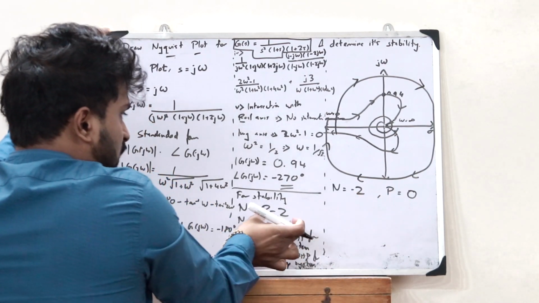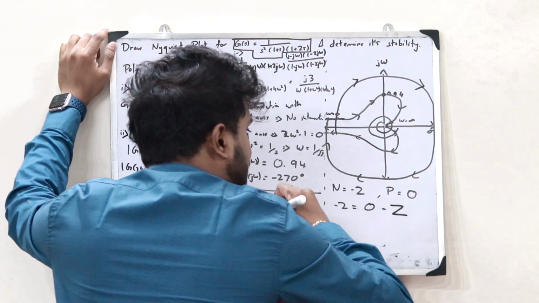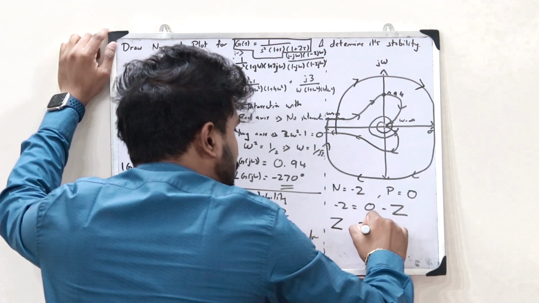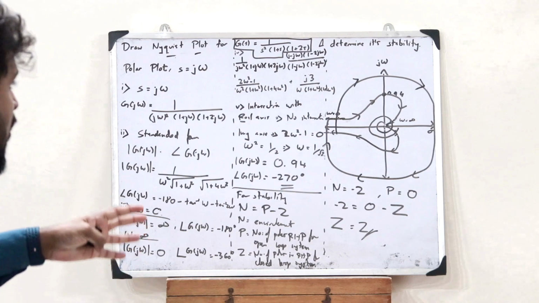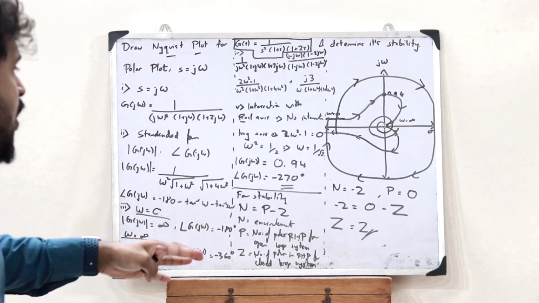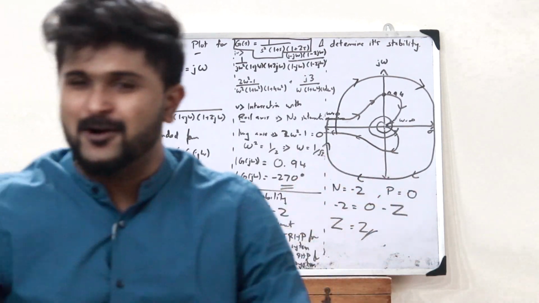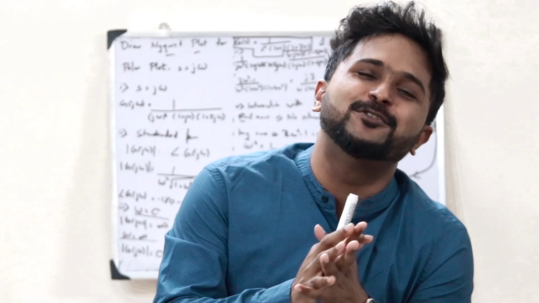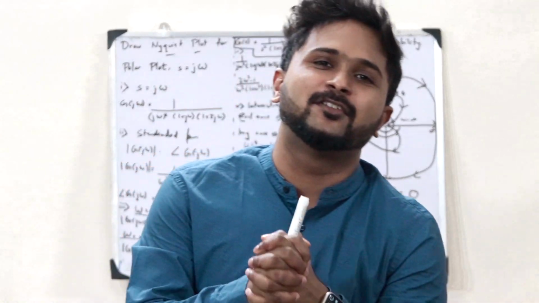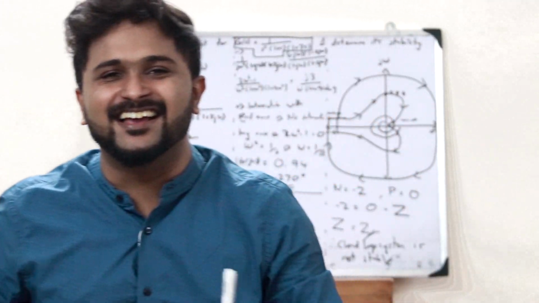So therefore substituting these two in this equation, we get minus 2 is equal to 0 minus Z, which implies that Z is equal to 2, which implies that there are two poles lying on the right half plane in the case of a closed loop control system, which states that the closed loop control system is not stable. So this is simply how you determine the stability of a particular control system using the Nyquist plot. As simple as that, guys. There's nothing more to it.